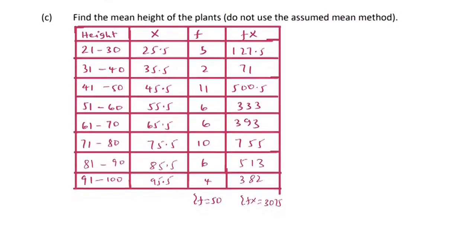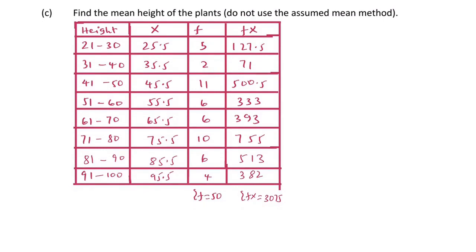Next, let us now find the mean. We are going to recall the formula to find the mean, which says mean, represented by x bar, equals summation of fx over summation of f. Let us now substitute the values from the table. Then we have x bar equals 3075 over 50. After solving, we are having 61.5. Therefore, the mean is going to be 61.5 centimeters.